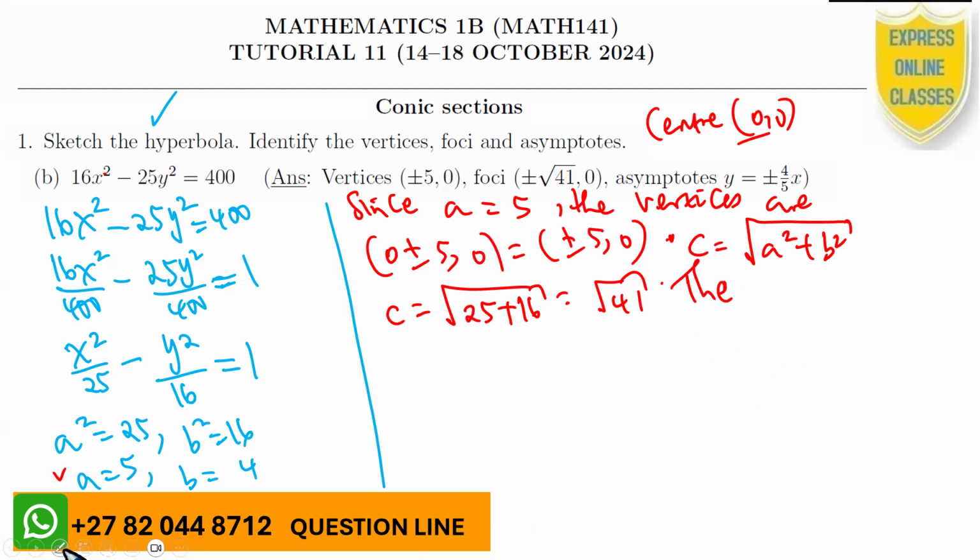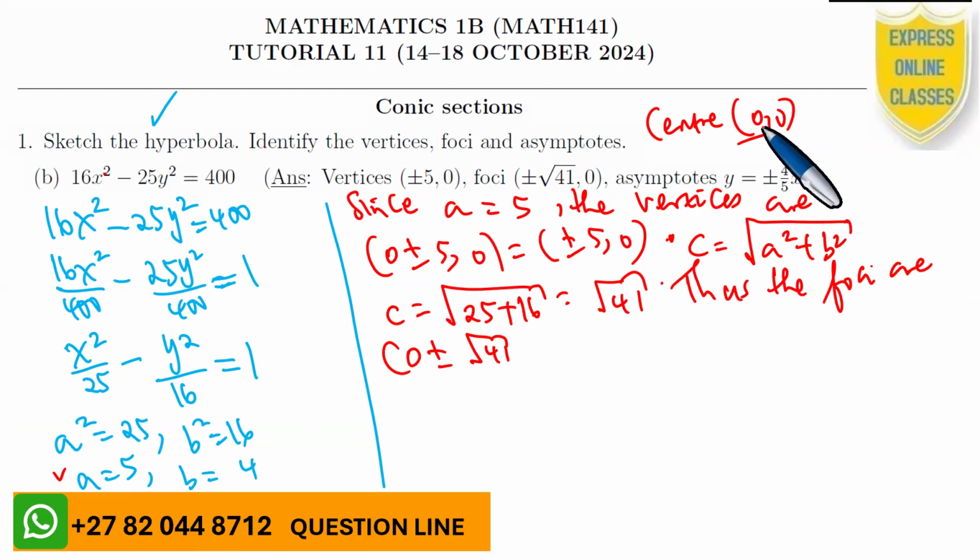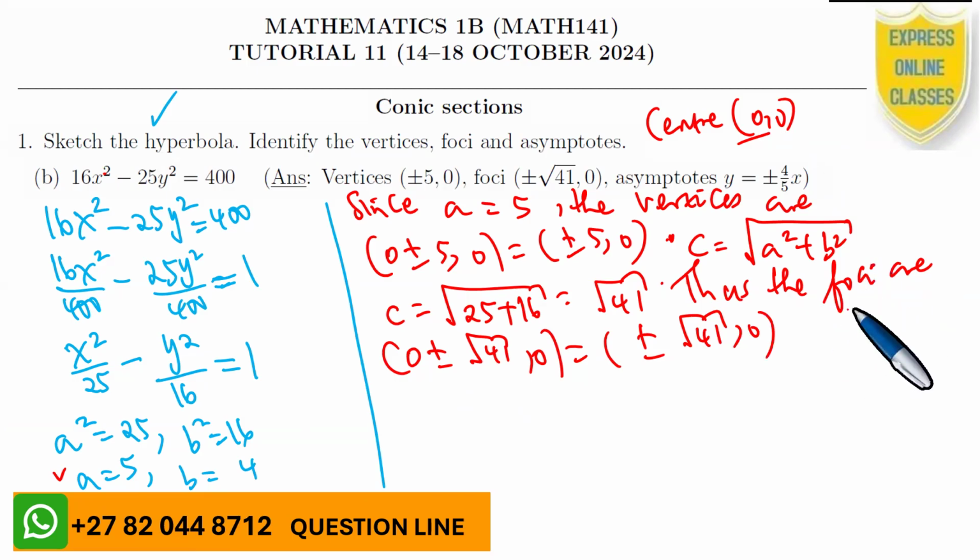So you can say that's the foci. Zero plus or minus square root of 41. I'm just putting zero because the center, you add to the zero, leave the y unchanged. Plus or minus the square root of 41 with the zero. So yes, these are the foci. Let's talk about the asymptotes.